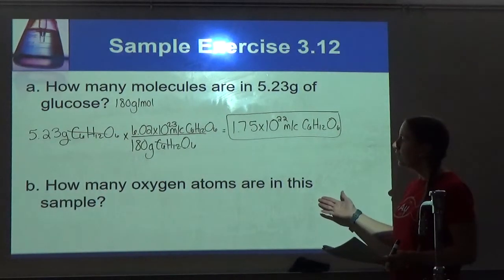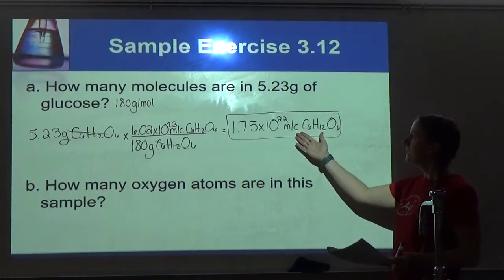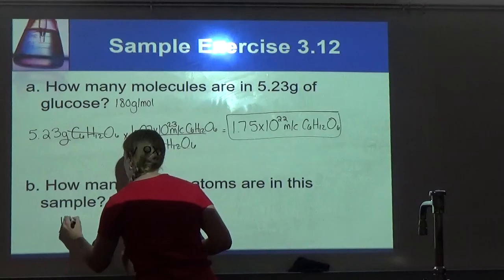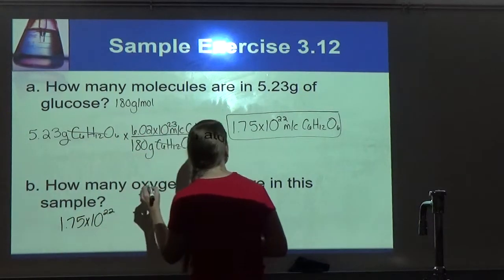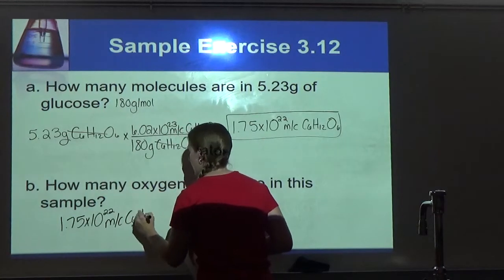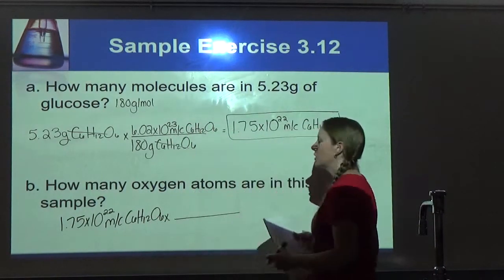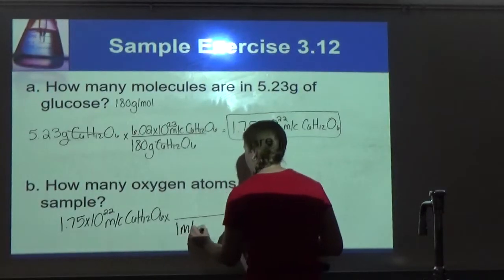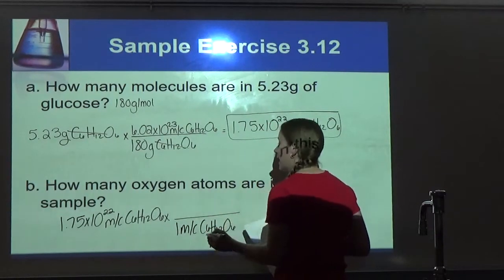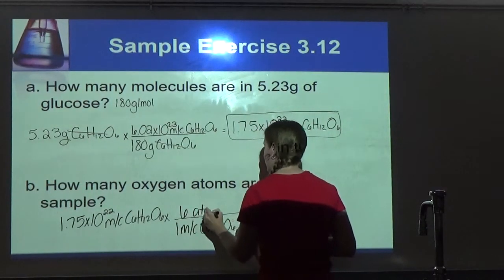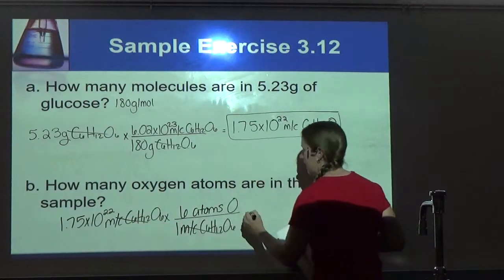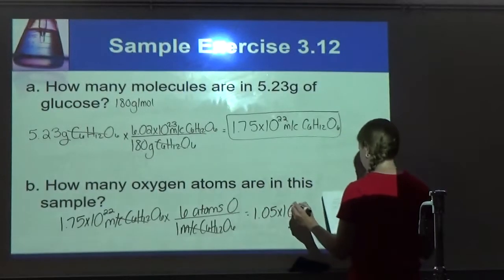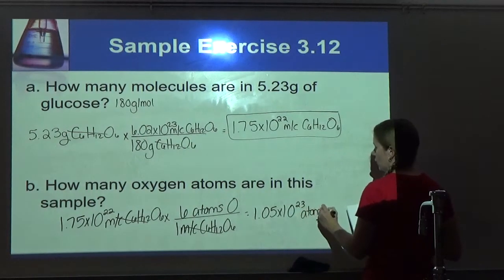Alright, so next it says how many oxygen atoms are in this sample. Well, I can see how many molecules I have, so let's just start with that. I started with my 1.75 times 10 to the 22 molecules of C6H12O6. And I'm trying to get to atoms of oxygen. Okay, so I know that 1 molecule of C6H12O6 contains 6 atoms of oxygen. So all I need to do is multiply my number by 6. And when I do that, I get 1.05 times 10 to the 23 atoms of oxygen.